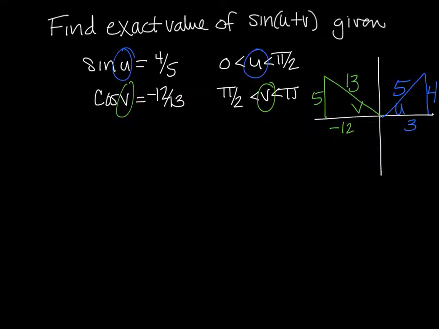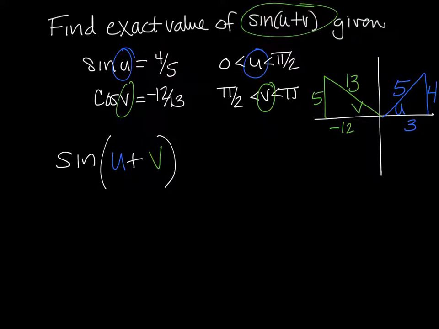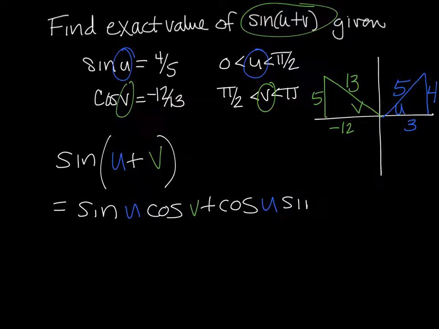So now let's go back to what they wanted us to find up here. They want us to find sine of u plus v. So we've got sine of, and then we had u is blue, plus, and v is green. All right, so let's go ahead and write out our formula. The formula says the sine of u times the cosine of v plus the cosine of u times the sine of v.